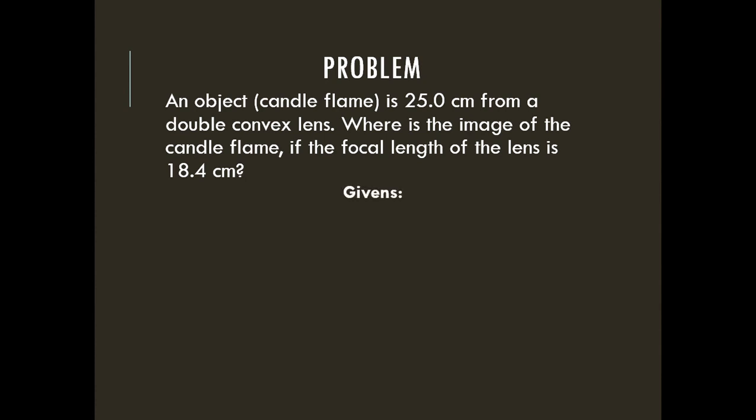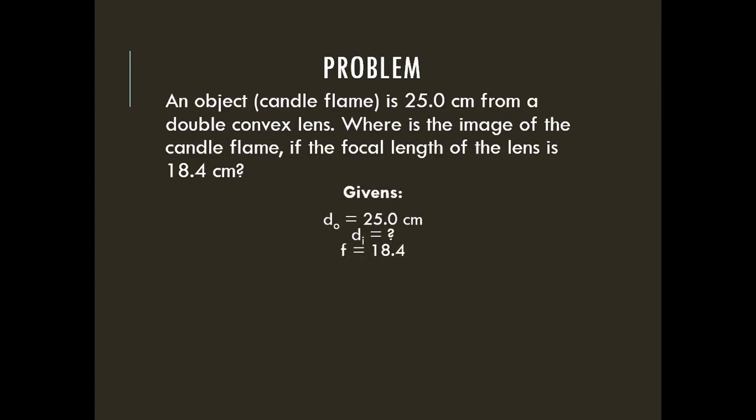Just like always, it is important to list your givens, so you have a clearer perspective of what information you have and which you can use to work with. We have the distance of the object, which is 25 centimeters. We don't have the distance of the image, but we do have the focal distance, which is 18.4.